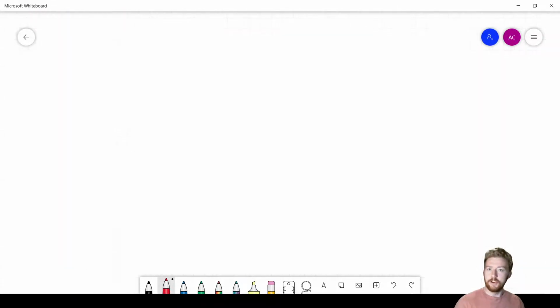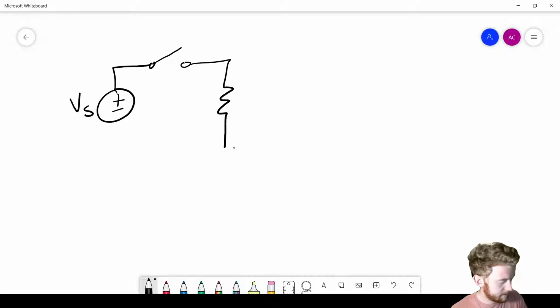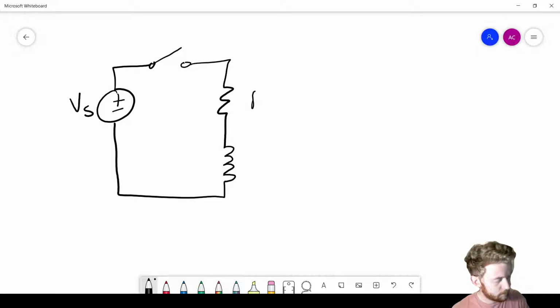Let's look at a simple example first so we can see how it behaves. The first example I want to look at is charging an inductor. Let's say we have this source that I'll call Vs and a switch that is open, and that is connecting a resistor and an inductor. We'll call that resistor R and the inductor L.